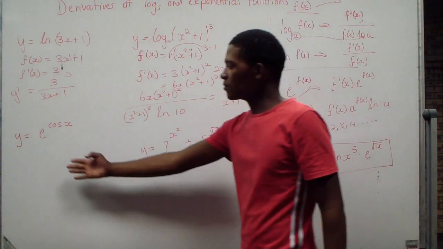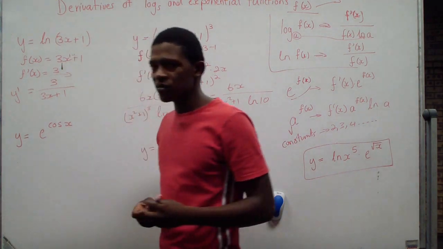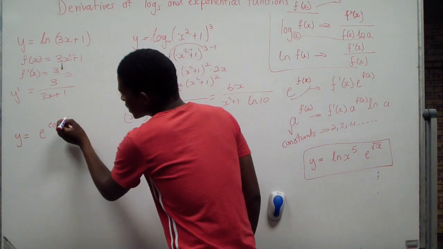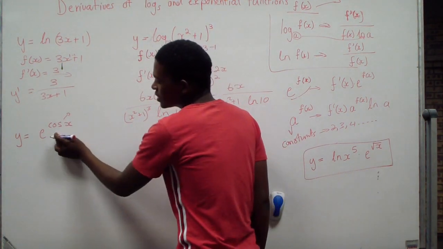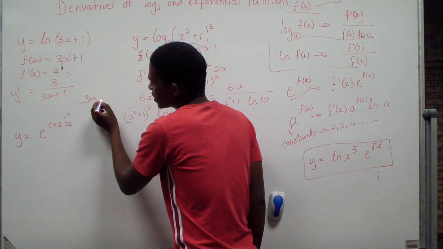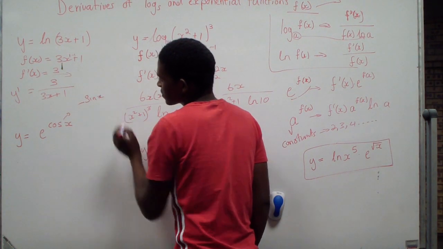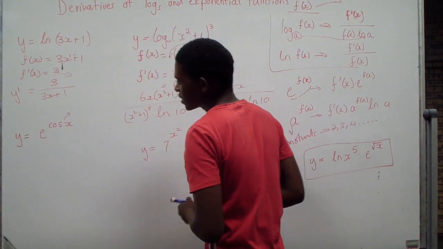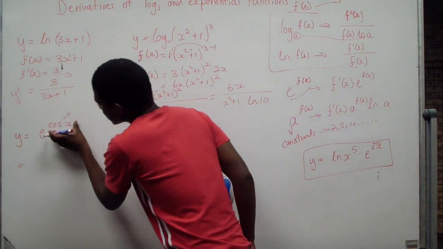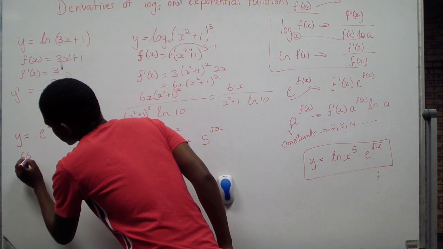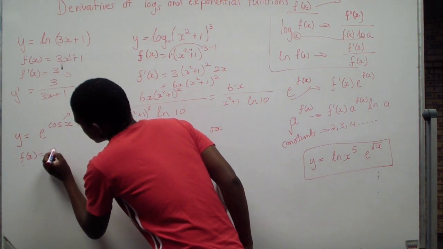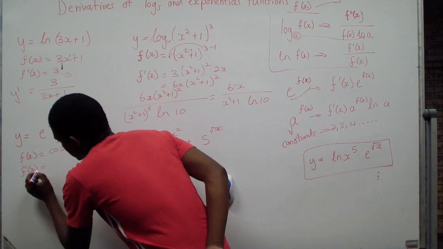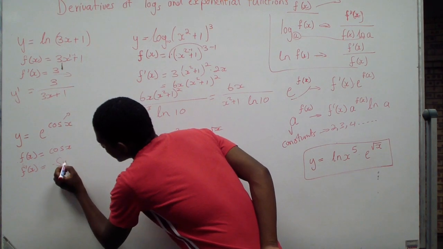So now, let's use this. People may see it as if it's complicated, but it's simple. What is the derivative of cos? The derivative of cos is a negative sine. So now, how am I going to write this? Let f at x be my function, so it's cos x. So the derivative of my function is equal to a negative sine x.